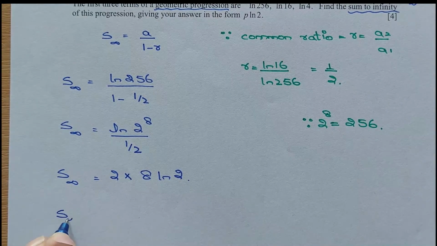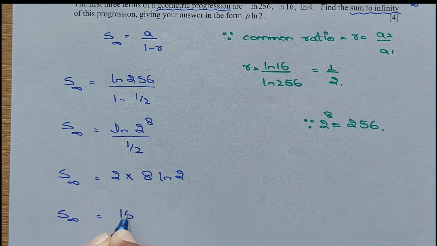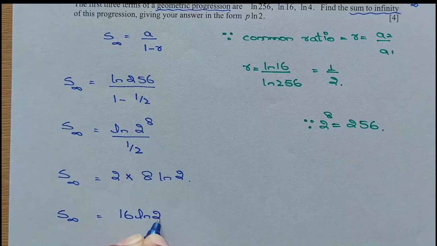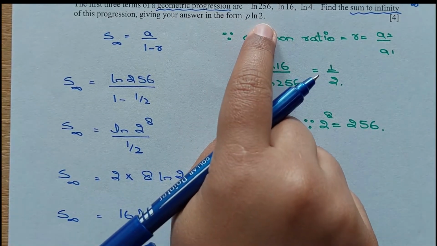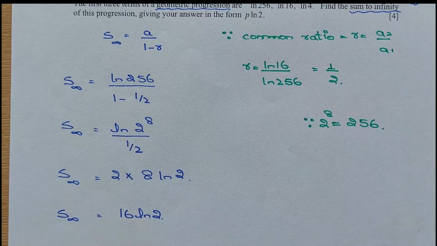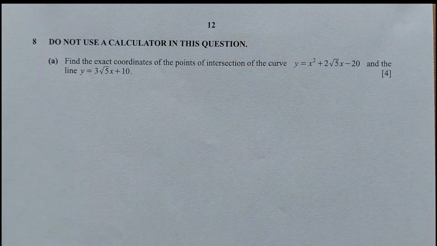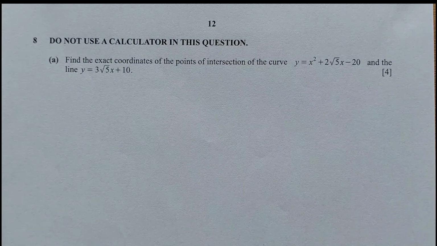Now S infinity is 2 times 8 is 16, natural log of 2. So we got the answer in terms of p, natural log of 2. So the p value is 16. Question number 8. Do not use a calculator in this question.